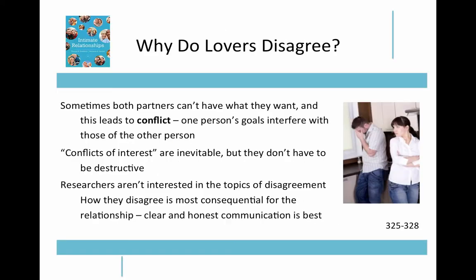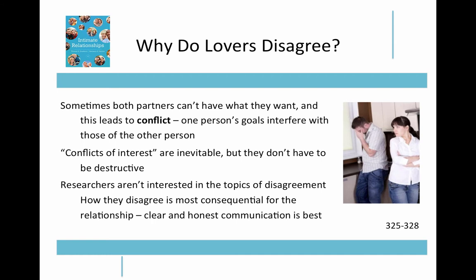But let's get started by discussing why lovers disagree. So people can't always get what they want, but they get what they need. I think that's a Rolling Stones song. And this leads to conflict, which is when one person's goals interfere with those of another person. Now, conflicts of interest are inevitable, but they don't have to be destructive.